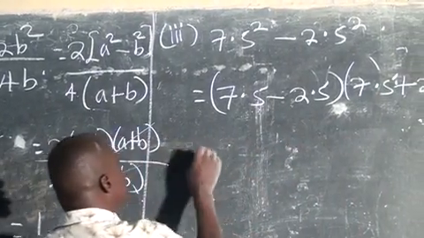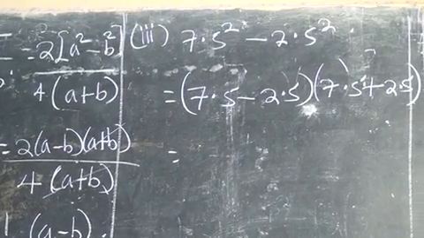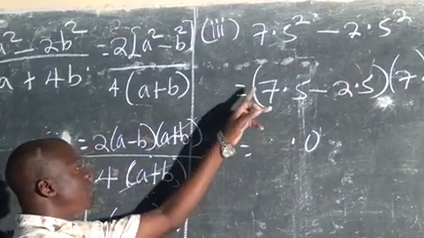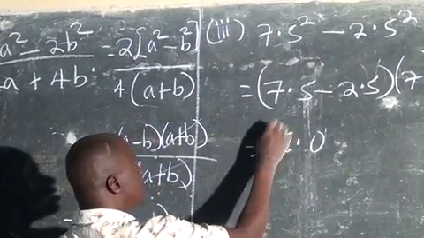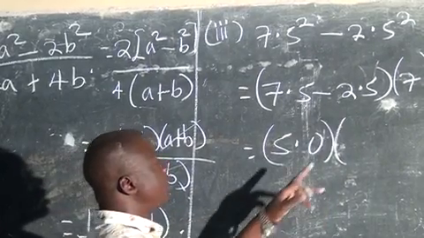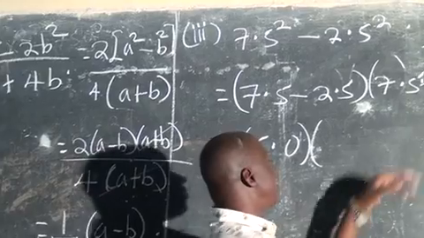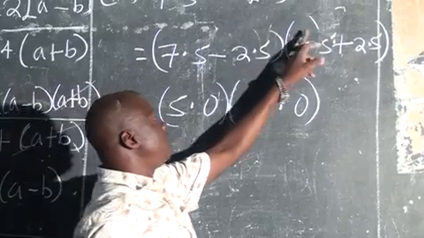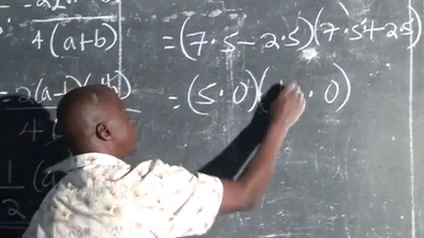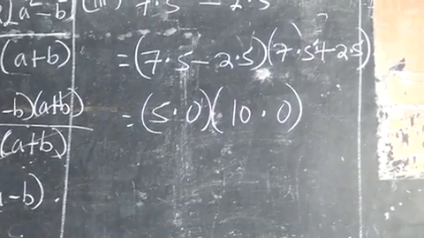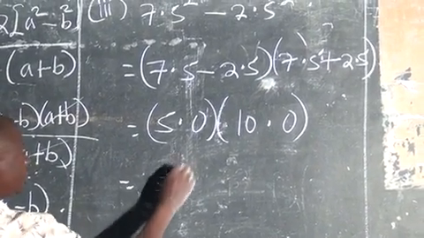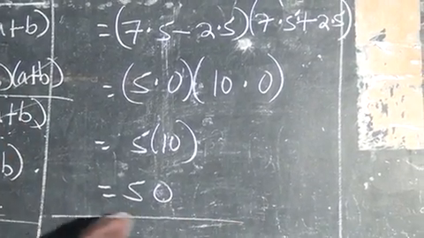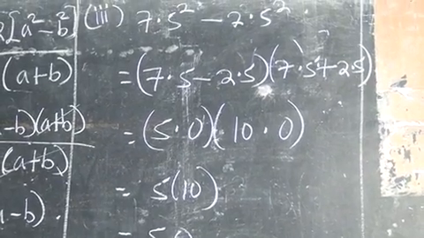In that arrangement, 5 minus 5 gives a 0. 7 minus 2 gives a 5. Then here we add: 5 plus 5 is a 0, carry 1. Then 8 plus 2 gives a 10. Let us simplify further. We have 5 into 10, which gives a 15. So this is our answer. Good.